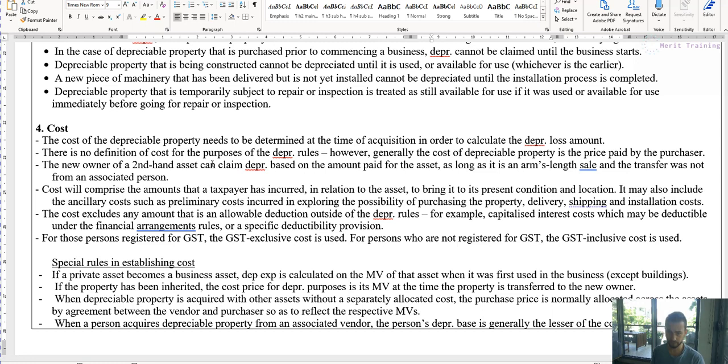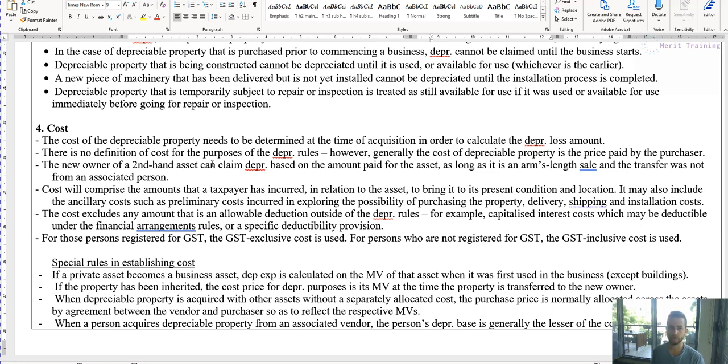The first, obviously, the basic rule is yes, it's what you've paid, but there are some grey areas which we need to go through. There's no definition of cost per the depreciation rules, but generally it's accepted that the cost is the price paid by the purchaser.